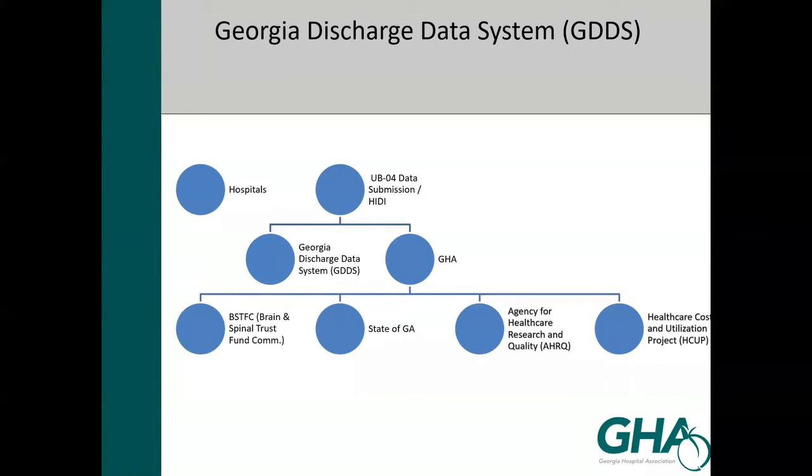As a brief overview of what the Georgia Discharge Data System looks like, hospitals submit their data to HIDE, who is our data partner, in the UB04 data format. That data is then run through a series of data checks and validations. Certain codes, GEO codes and DRG codes, are assigned to that data. And then that data is given to GHA, and we distribute that on your behalf to the Brain and Spinal Trust Fund Commission, the state of Georgia, the Agency for Healthcare Research and Quality, and the Healthcare Cost and Utilization Project.